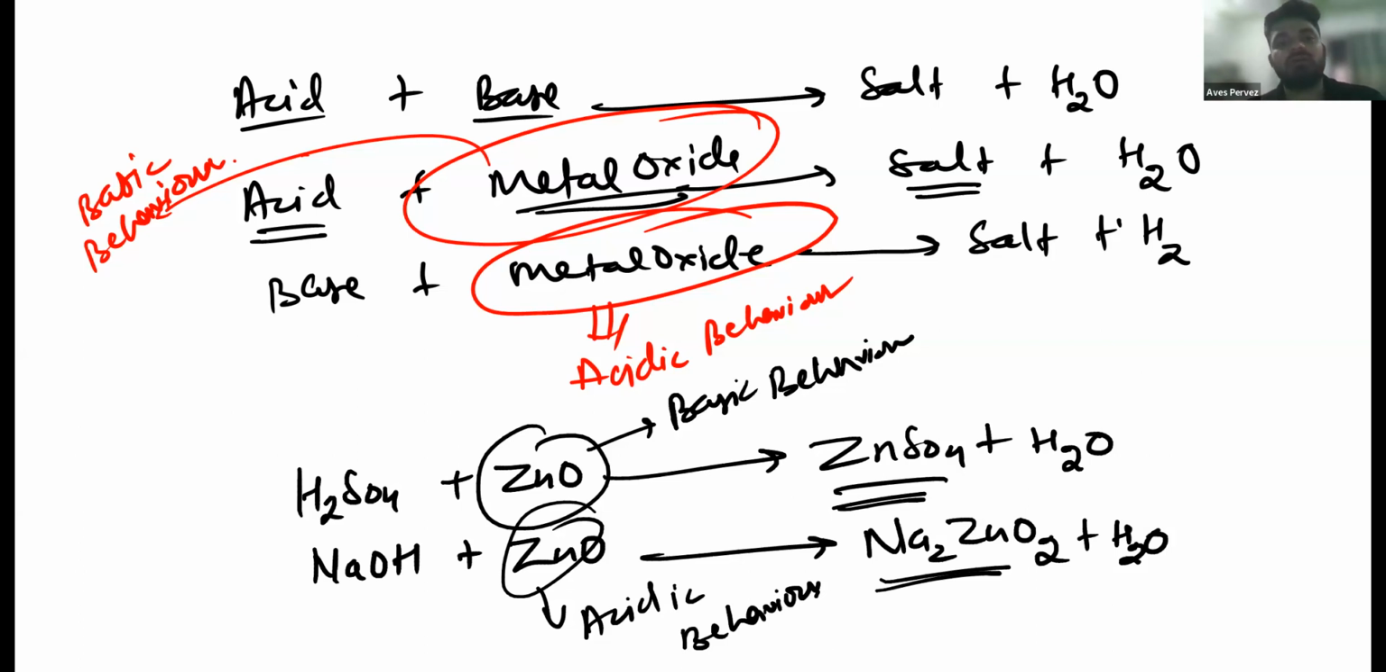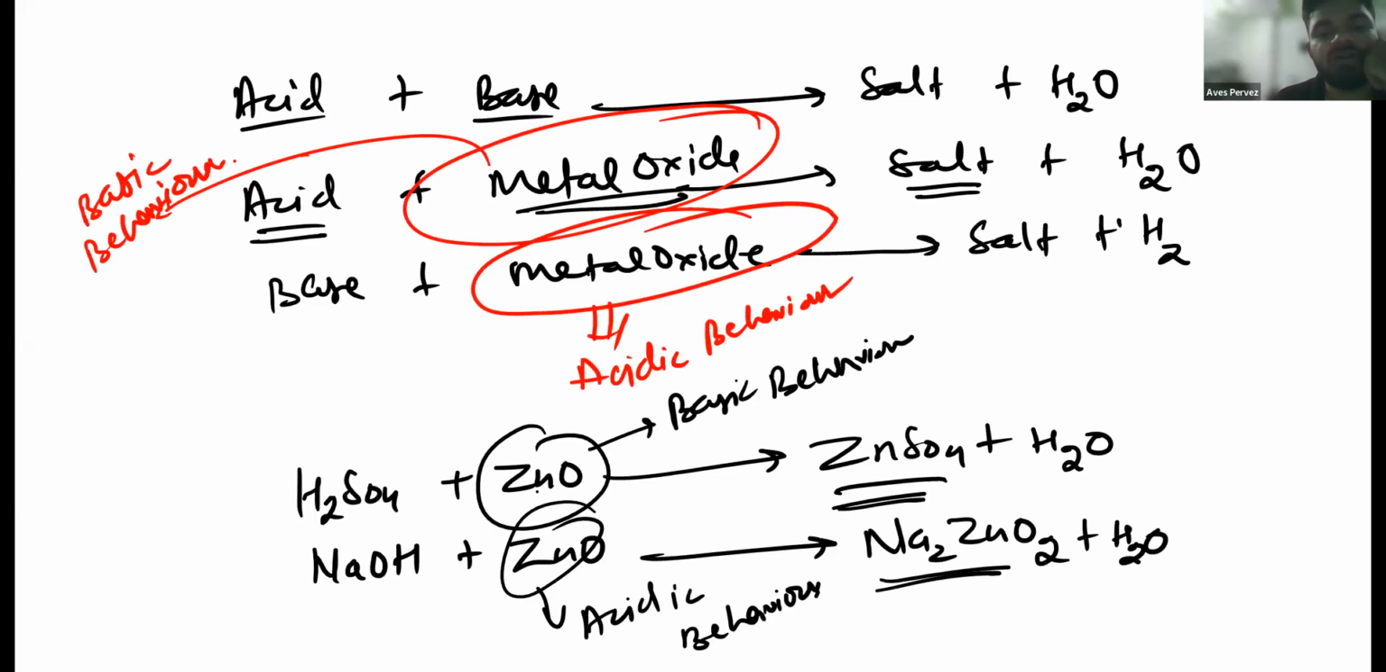Done, sir. Okay, let's move further, dear students. You see that here the metal oxide is behaving with acidic as well as basic behavior. You need to keep in mind that not every time are metal oxides showing basic behavior. Metal oxides are generally basic in nature, but sometimes they also show acidic behavior. Some metal oxides show both acidic as well as basic behavior, and this type of metal oxide is called amphoteric oxide. Understood? Yes, sir.